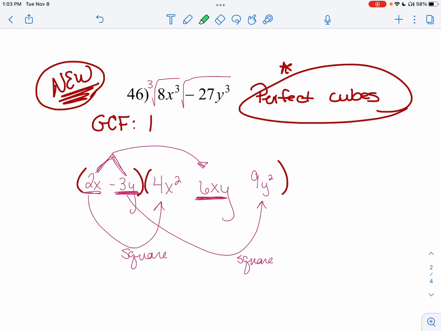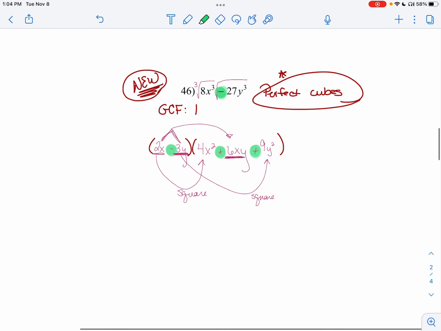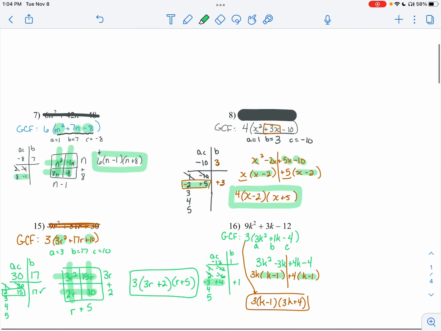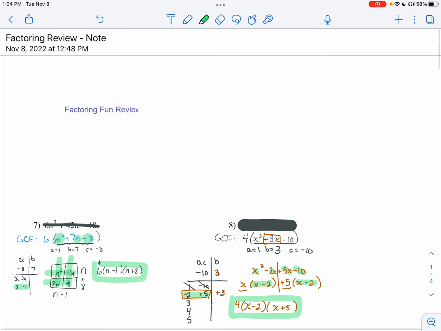Your signs will always follow this pattern: same as the original, different than the original, and this last one is always a plus. So the pattern is same as the original, different than the original, and always a plus. And that's how you factor perfect cubes. Other than that, that's the only one you're going to do that's weird like that. Everything else should be hopefully review for you, but very necessary moving into chapter 8.